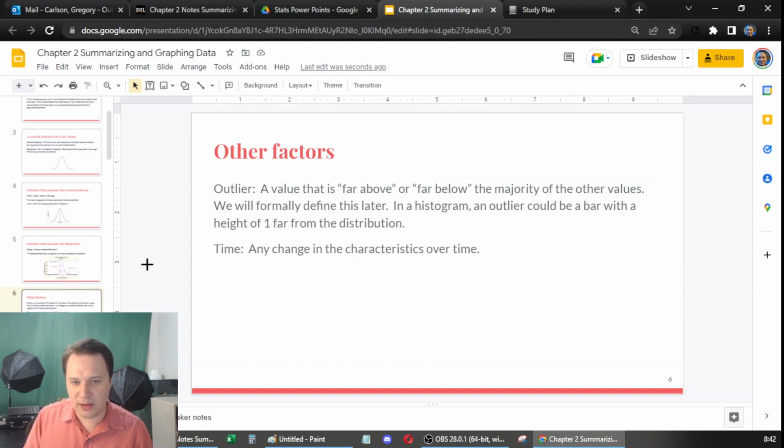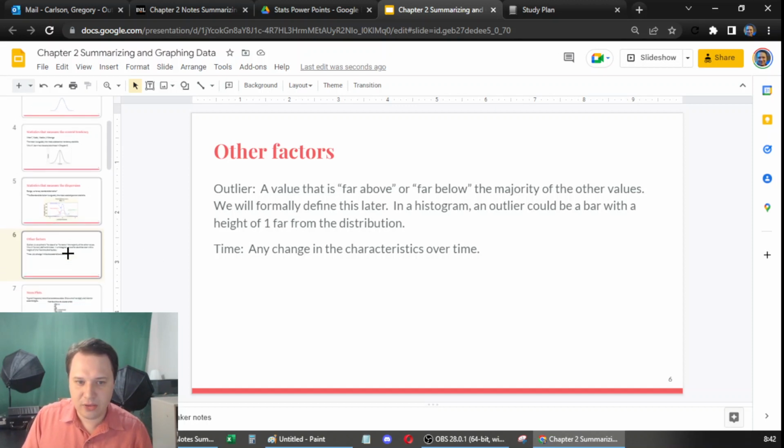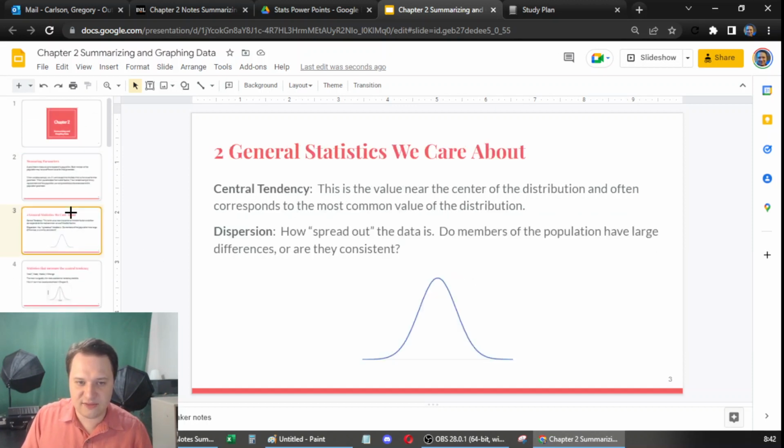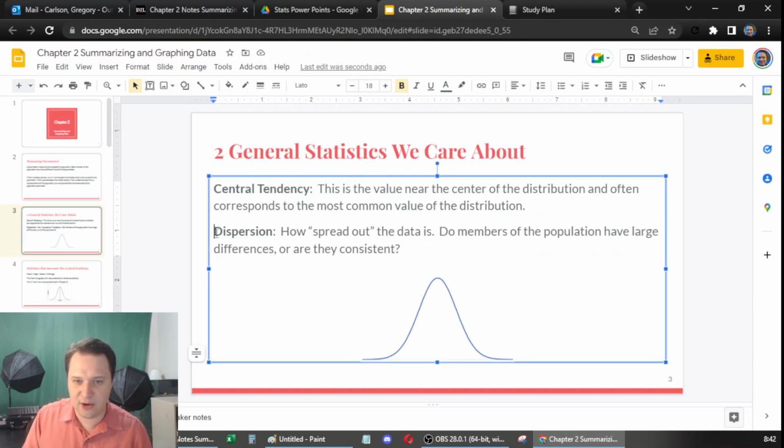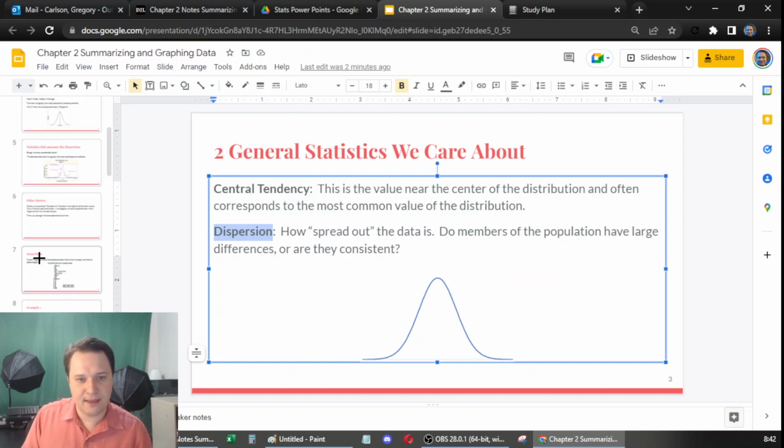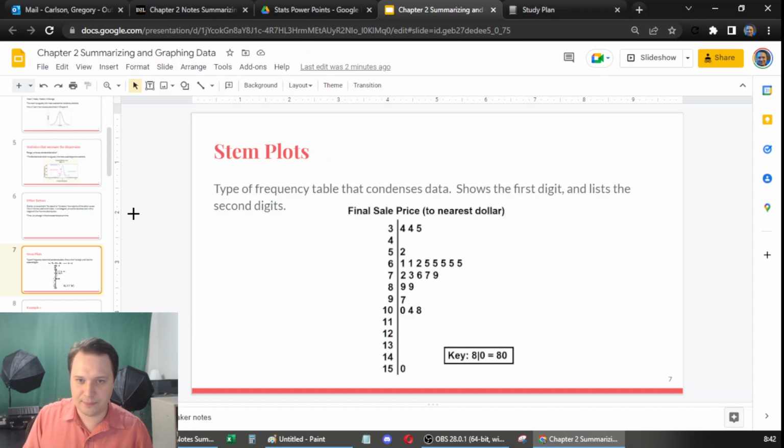And we will be looking a lot at time. Any change in a characteristic over time, we can measure that with statistics as well. So the key concept that I want you to come away with is these are the two statistics that we are going to care about a lot in this class, central tendency and dispersion, and we're going to learn lots of ways to measure those. As we do that, we're going to need to represent our data, so let's look at some ways that we can represent our data.